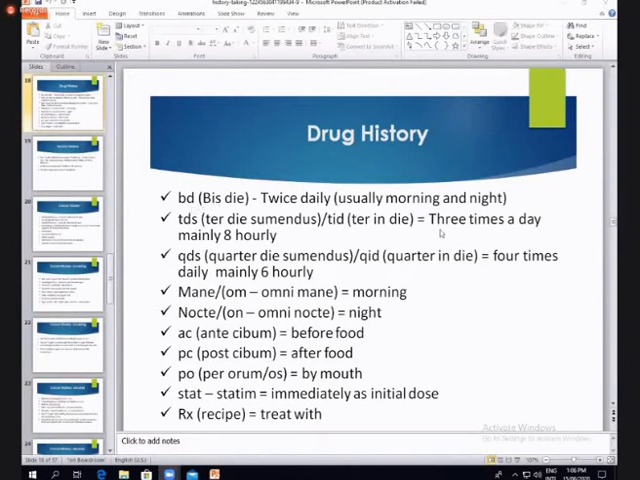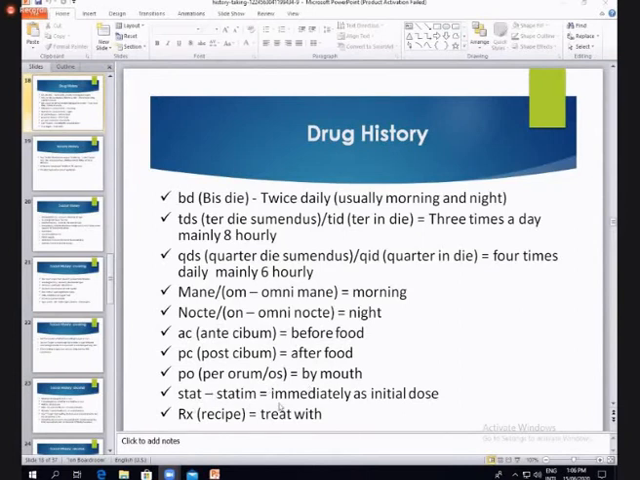BD stands for twice daily, that is morning and night. TDS stands for thrice daily, that is after every 8 hours: morning, evening, and night. QDS stands for four times daily, that is every 6 hours. OM is the morning symbol. ON is nocte, which is the night symbol. AC is before food. PC is after food. Per oral is by mouth.